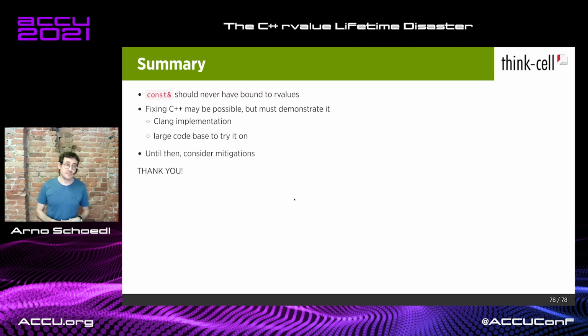All right, here's the summary of the talk. I think the const lvalue reference should never have bound to rvalues. It's a historical accident. Fixing C++ is possible, maybe, but I haven't demonstrated it. We certainly would need an implementation, and we would need a large code base where you can prove that this would actually work in practice. And until then, all that's left are mitigations that we can use. Thank you very much for listening. And if anyone has questions, go ahead.